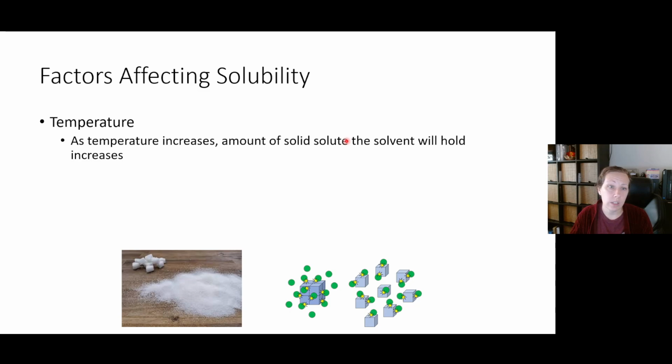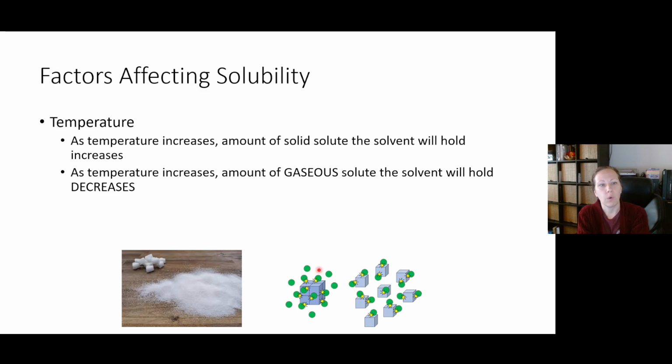So as the temperature increases, the amount of solid solute that the solvent will hold also increases. Okay. Now, that's true for solids, okay? But if we're talking about a gas in liquid solution, we actually have a reverse effect, okay? So as the temperature increases, the amount of gaseous solute the solvent will hold decreases, okay? And that's just because of the attributes of gases versus solids and liquids, right?